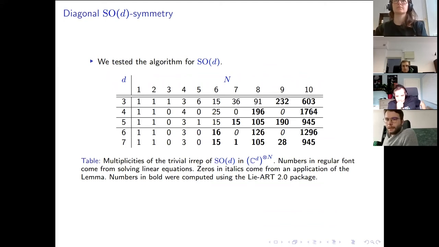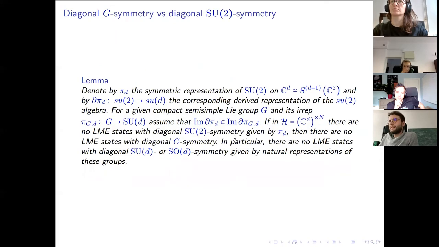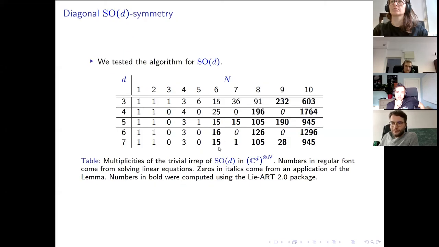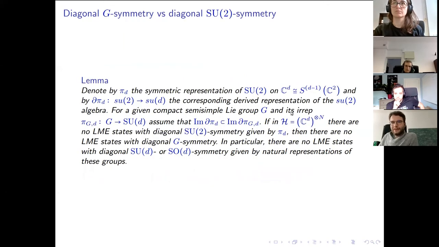Some numbers were calculated using the equations, and the bold ones were also calculated, but on a supercomputer. So you see that it's very hard to calculate using these equations because we needed a supercomputer to calculate these bold ones. And there are some zeros in italics. These zeros in italics come from a small lemma we proved that tells that there need to be zeros here. So this is this lemma.